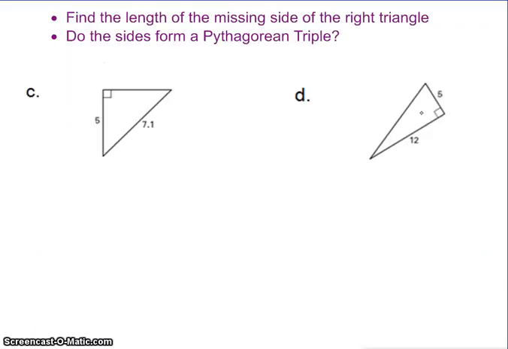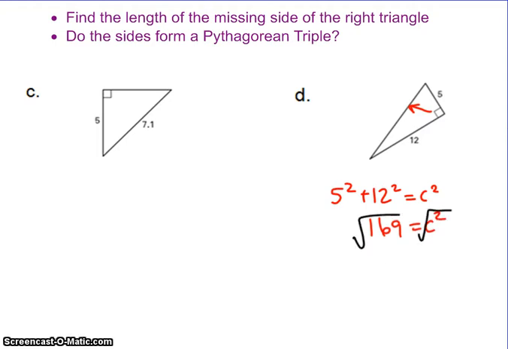Alright, so I'd like to go ahead and take a minute and look at D. Okay, I have the sides, I'm missing the hypotenuse. So 5 squared plus 12 squared equals c squared. So 25 plus 144, that's going to give me 169. The square root of 169 is 13. So since all three sides are integers, this is what we could call a Pythagorean triple.